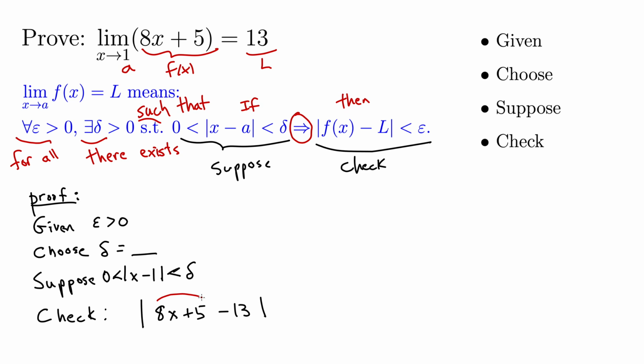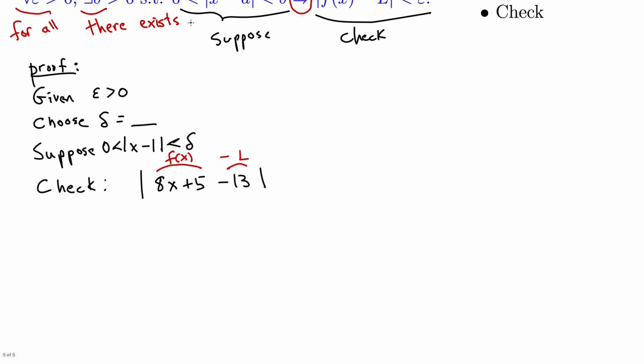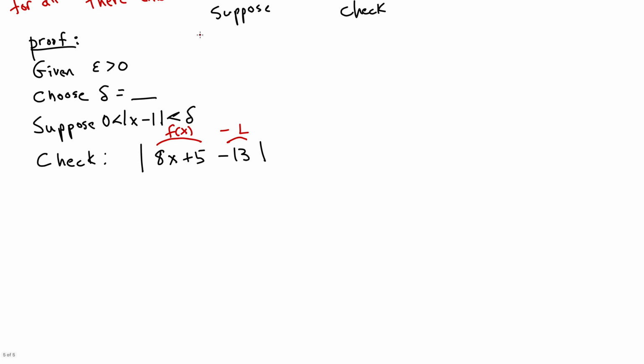8x plus 5 is our f of x. And minus 13, this is minus L. So 13 is our L there. And then we get to work manipulating this bit here. So we want to manipulate this until we get an x minus 1 essentially to come out somehow. And this will always happen if you at least do the right mathematics on it.